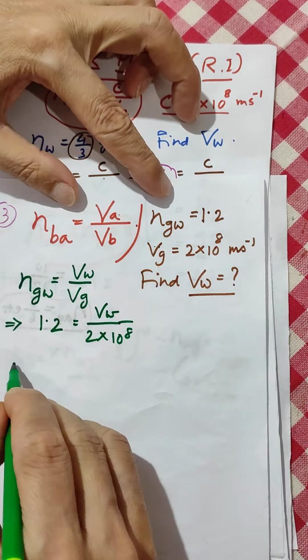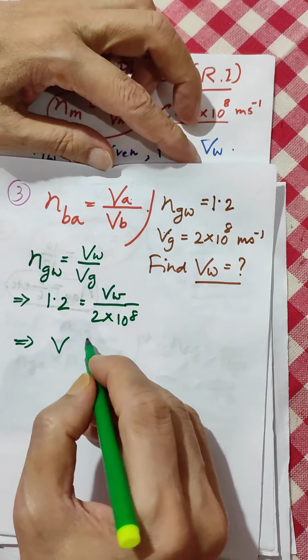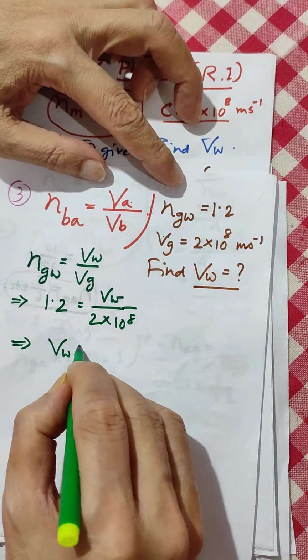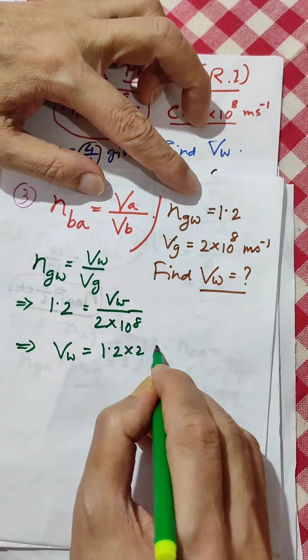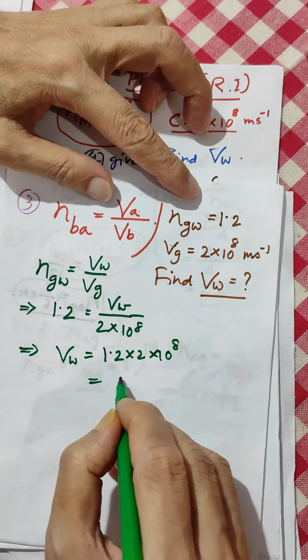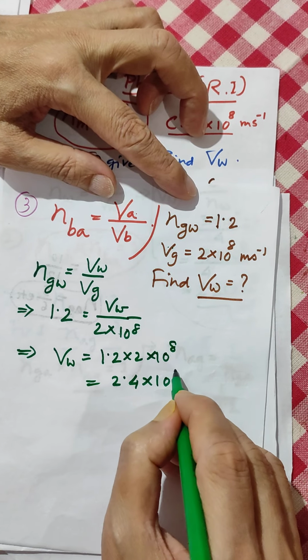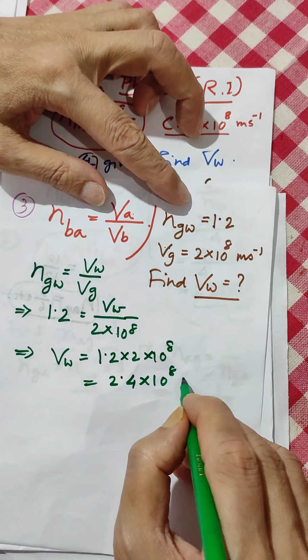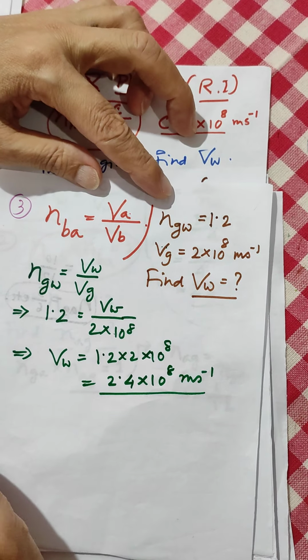Alright, now just cross multiply. So VW, the velocity of light in water, equals this into this, that means 1.2 into 2 into 10 to the power 8. So what do you get? 2.4 into 10 to the power 8. Now this is velocity, so the unit will be meter per second. So this is the answer.